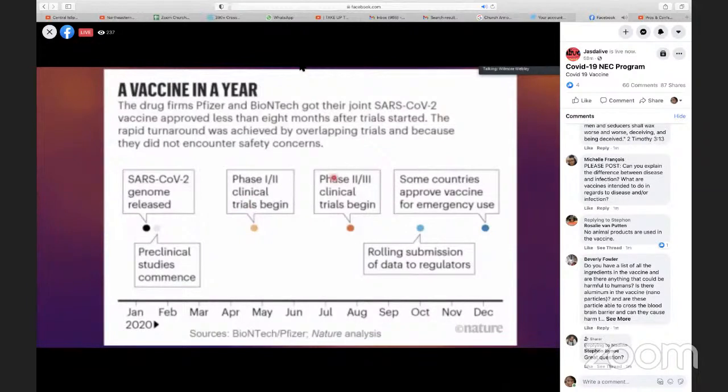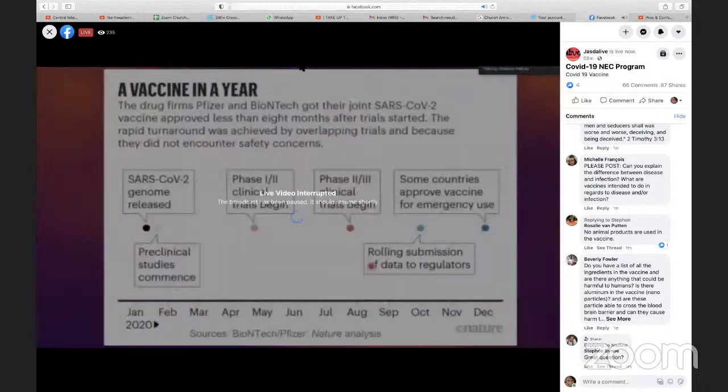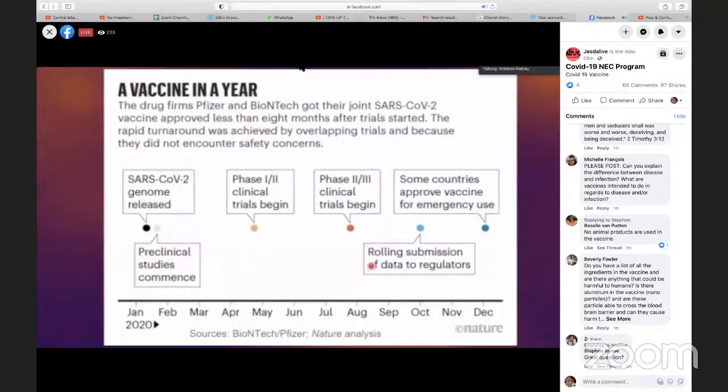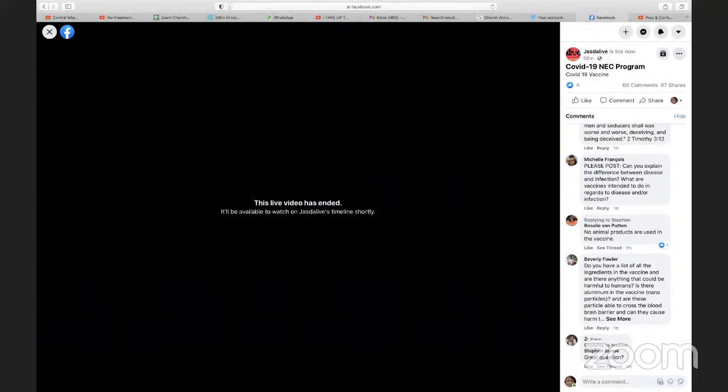They overlapped. And then at the time when they start phase 3, they actually started mass producing the vaccine doses. You would never do this under normal circumstances because no company, especially small companies like BioNTech and Moderna, would have the money to do that.